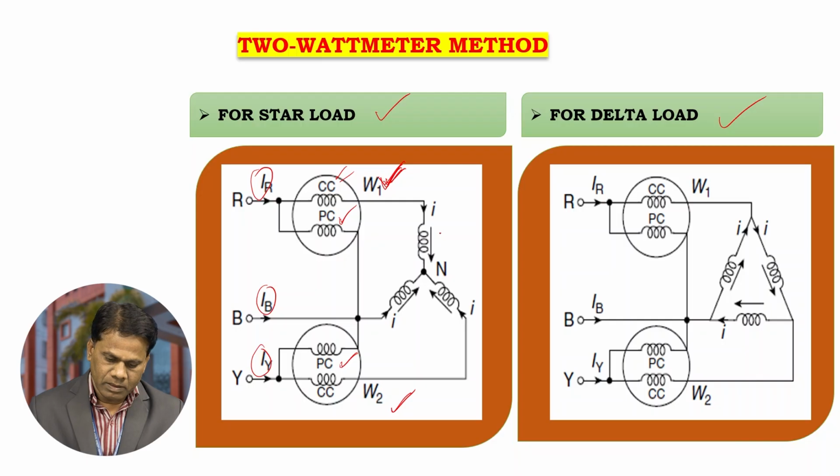So this is the star connected three phase balanced load. This is a circuit diagram for a star connected load to measure the active power by using the two wattmeter method.